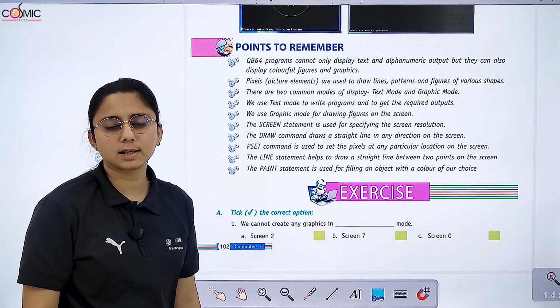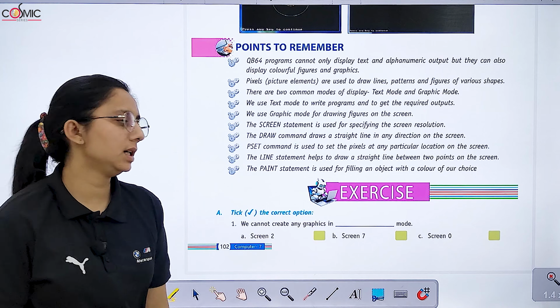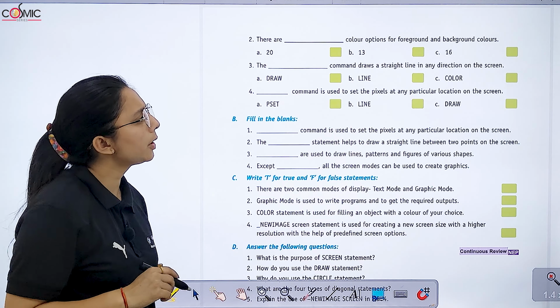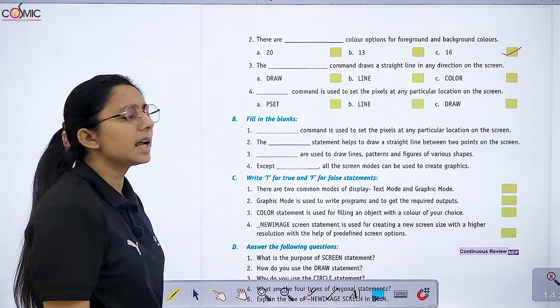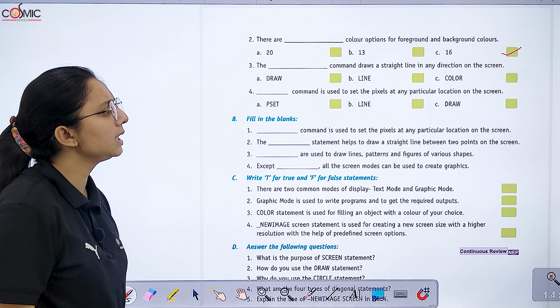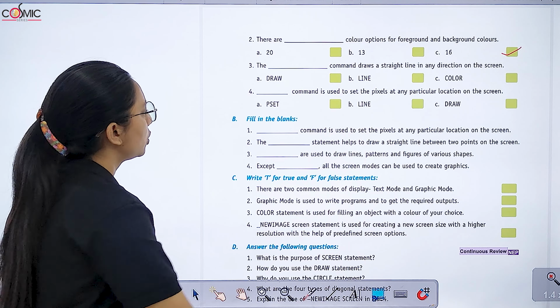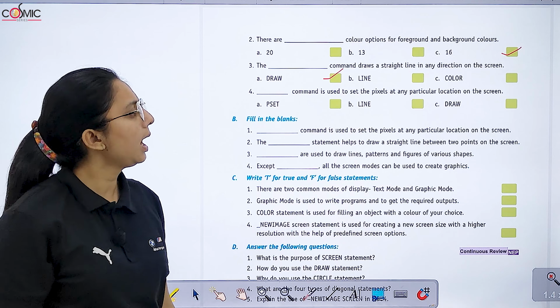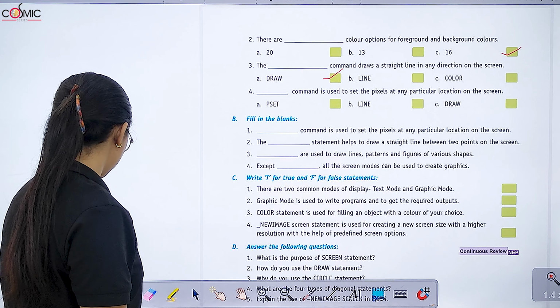Now let's move to the exercise. Take the correct option. We cannot create graphics in dash mode. SCREEN 0. There are dash color options for foreground and background color 16. The dash command draws a straight line in any direction of the screen. ये straight line draw करता है, that is the DRAW option. The dash command is used to set up a pixel at a particular location on the screen. That is your PSET.